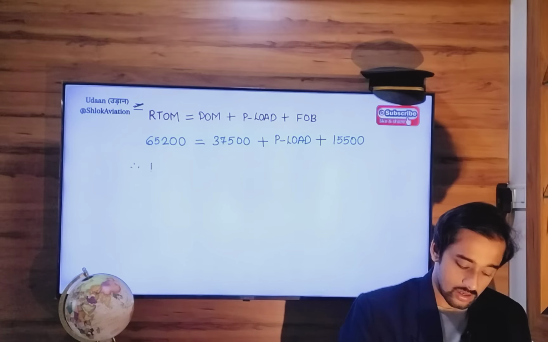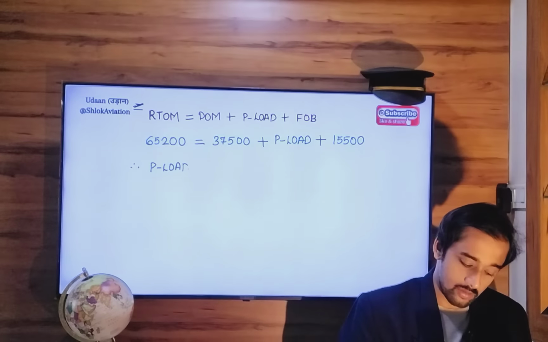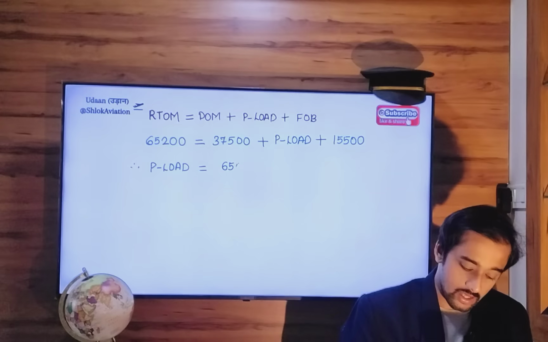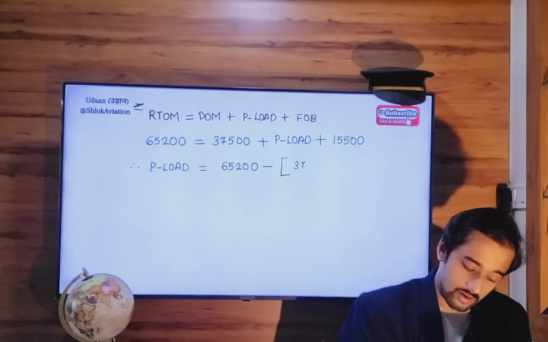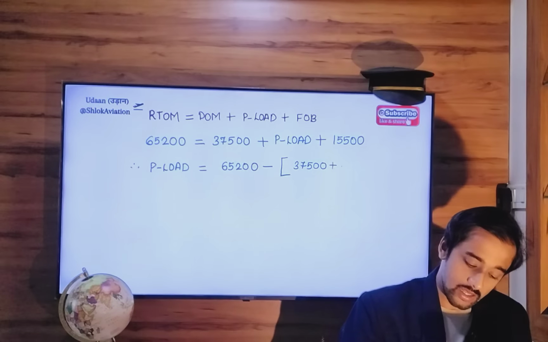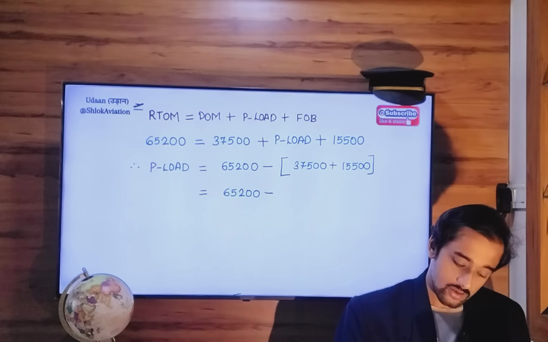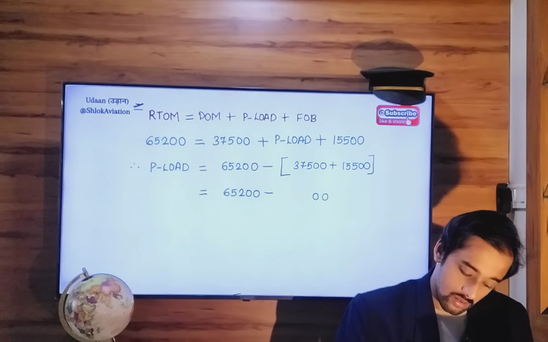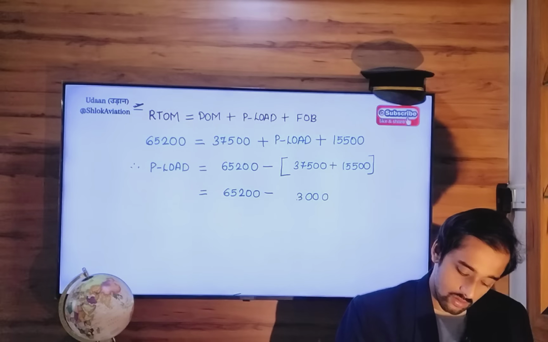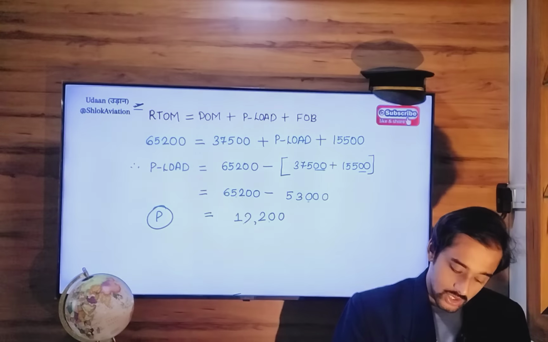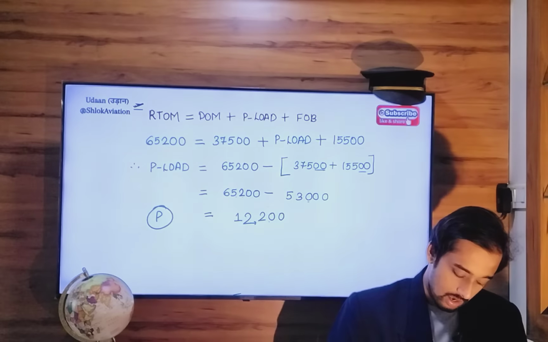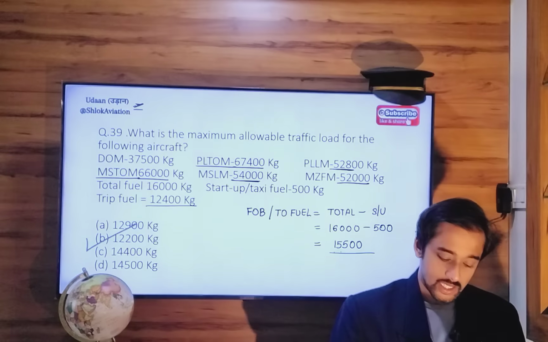Therefore, payload or traffic load will be equal to 65,200 minus 37,500 plus 15,500. That is 65,200 minus 53,000. So 12,200 should be the answer. Bravo is the correct answer.